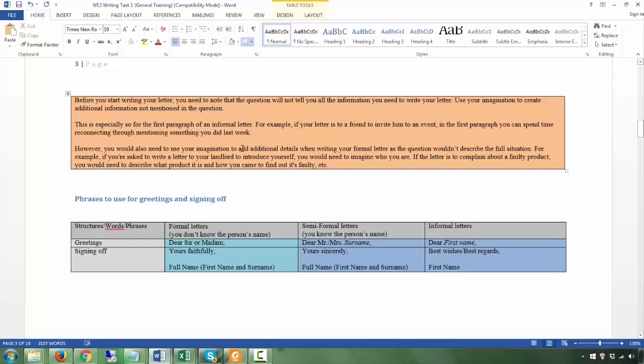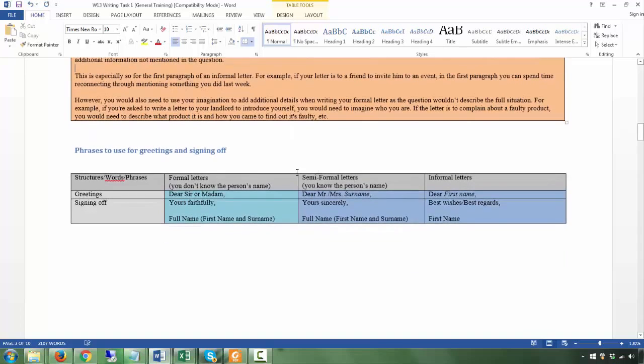However, you would also need to use your imagination to add additional details when writing your formal letter, as the question wouldn't describe the full situation. For example, if you're asked to write a letter to your landlord to introduce yourself, you will need to imagine who you are. If the letter is to complain about a faulty product, you will need to describe what product it is and how you came to find out it's faulty. Okay, so fill in the missing parts, because the question is not going to tell you everything that you're going to write about.